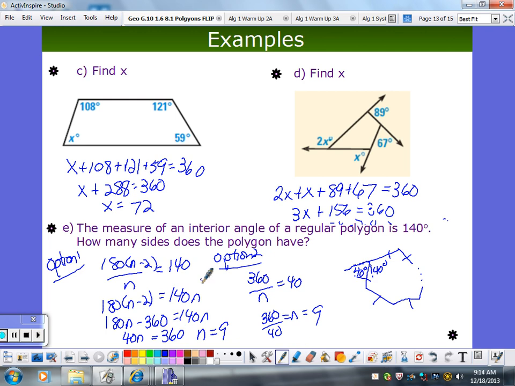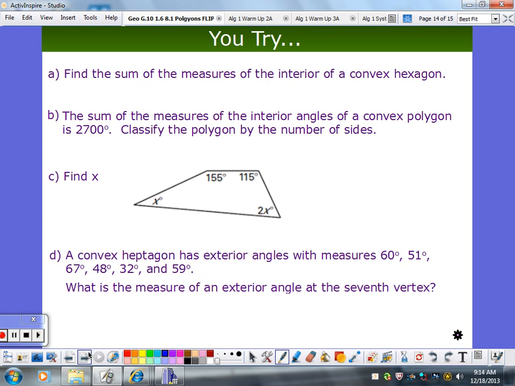You choose. Whichever way you want, whichever way you see it better. Obviously a little less math here, so a little less opportunity for error, but they're both correct. Either way is fine. Questions on that? Because I think we're on to your tries already. So let's try a few of these and see how this goes.